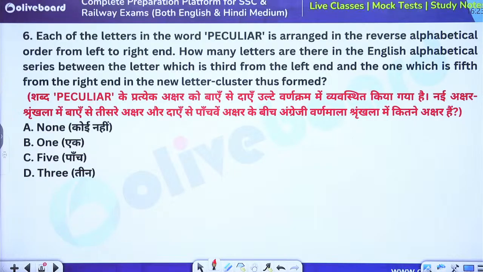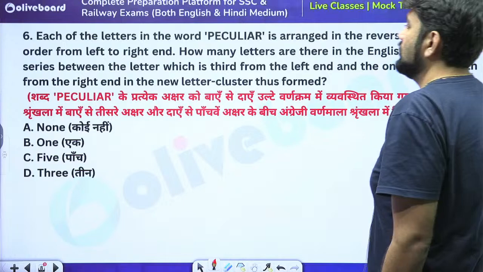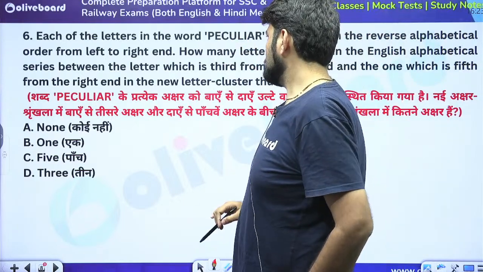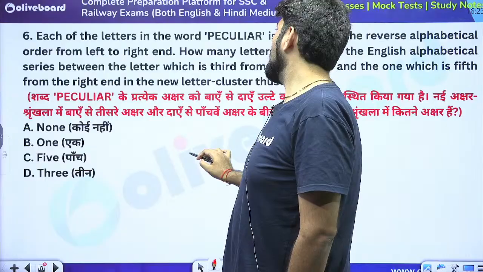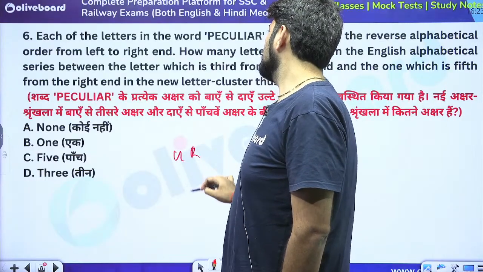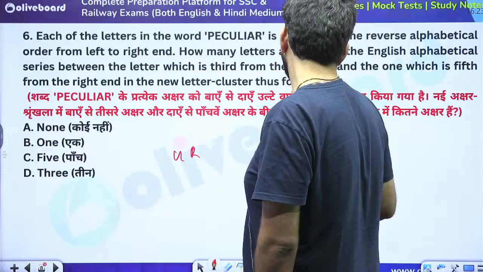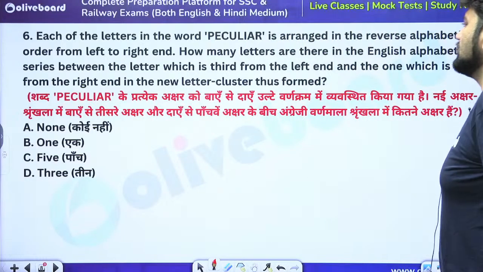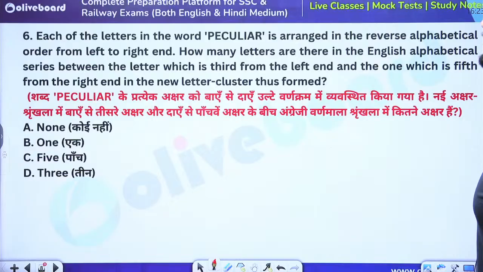Each of the letters in the word peculiar is arranged in reverse alphabetical order from left to right hand. From left to right hand, reverse alphabetical order means decreasing order. Okay, wait, don't do this whole thing. Reverse alphabetical means decreasing, descending order from left to right hand.